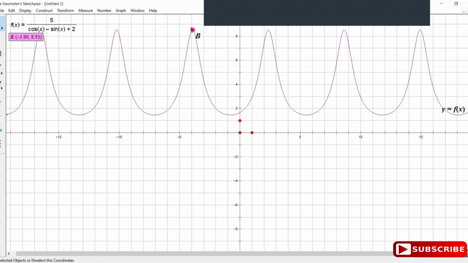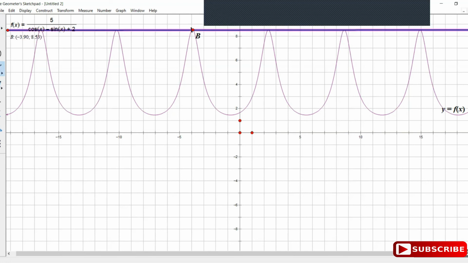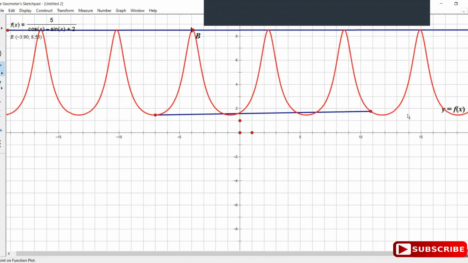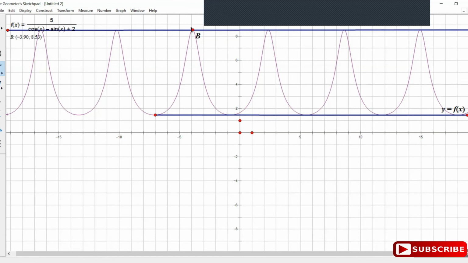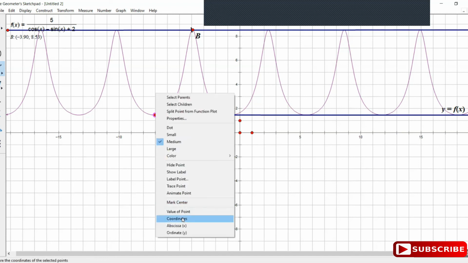That's the maximum value, because if we're to draw a line that's passing through all these points right here, you can see that those are the maximum values. So the maximum value is indeed 8.53, right? That's the maximum value. Now the minimum value would be these y values down here. These would be the minimum values. These would be the minimum value down here. So let's find what's the minimum value. So show coordinate.